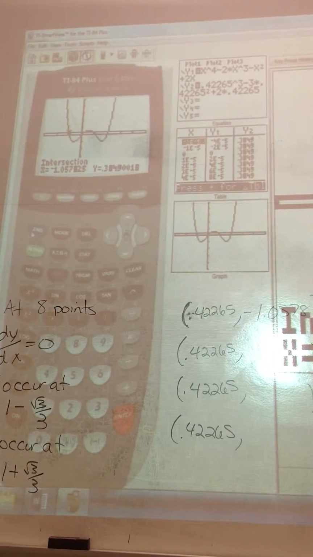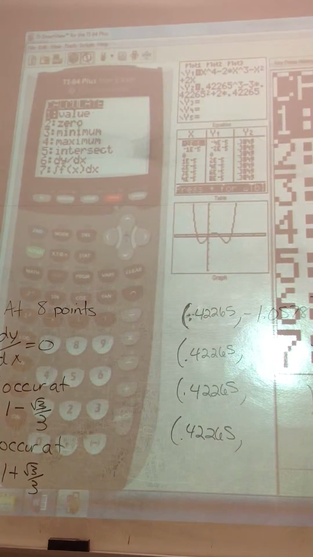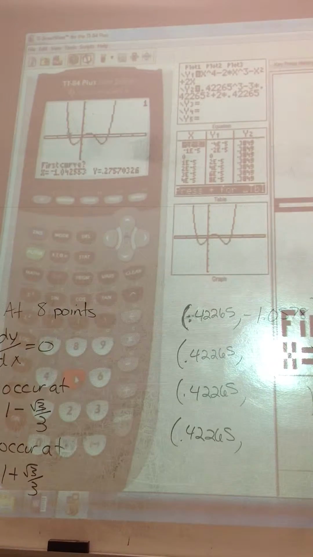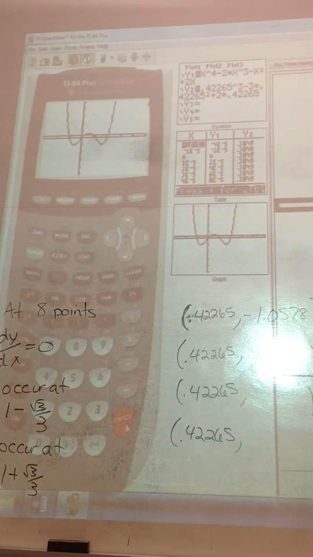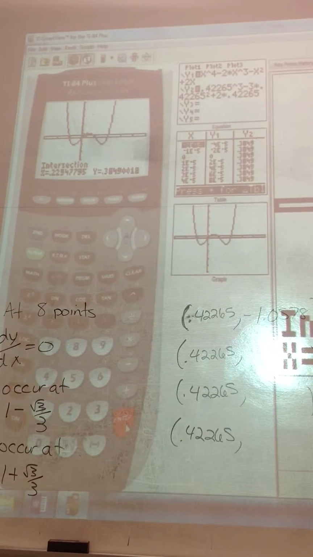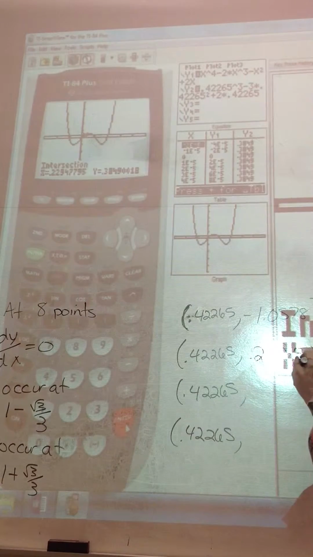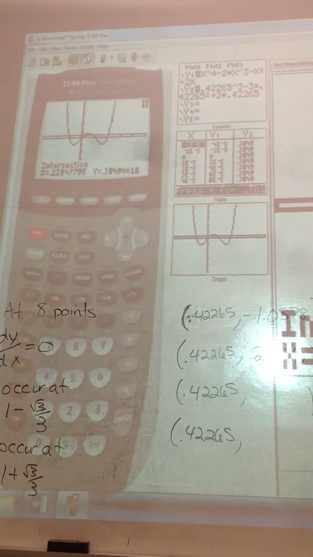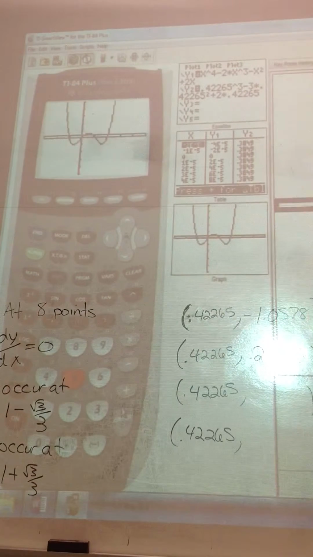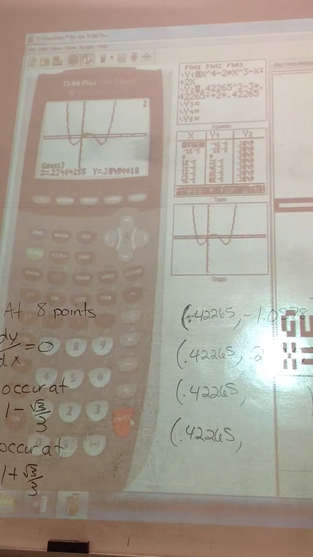Okay, so running the program again, second trace, intersect, yes, use that curve, yes, use the second one, which is the line, and then I'm scooting closer to the second one. So 0.2295. Running the program 2 more times, and scoot closer to the third one.